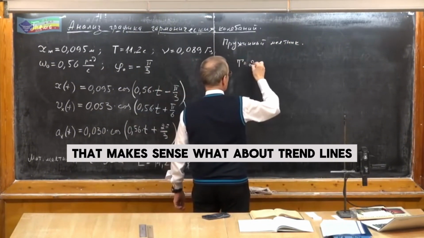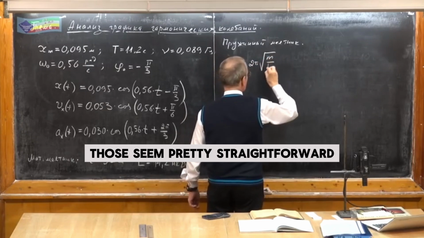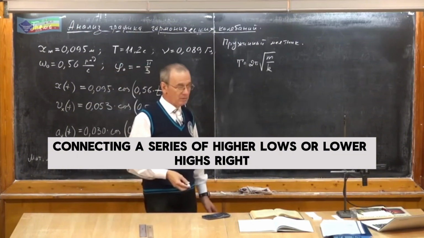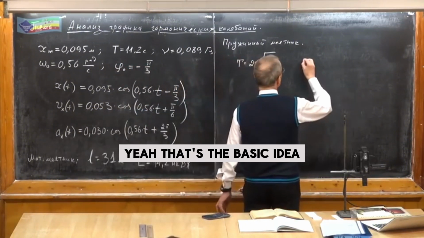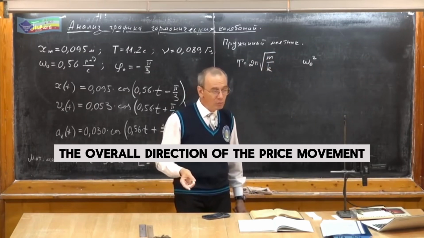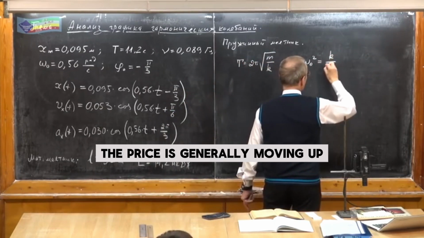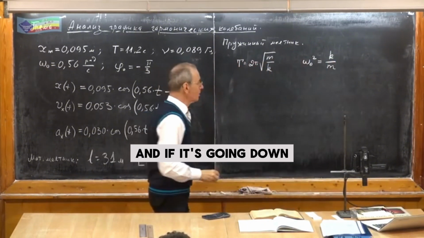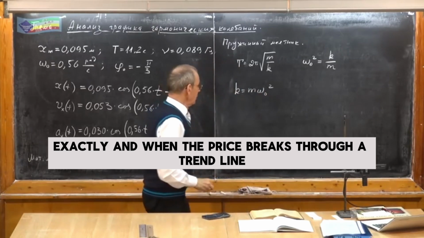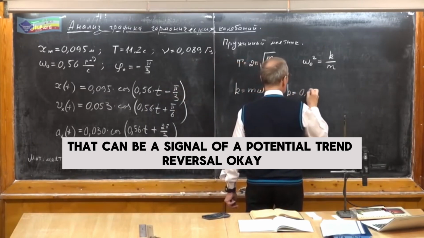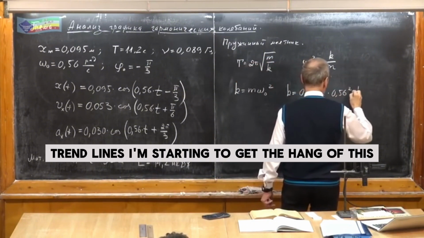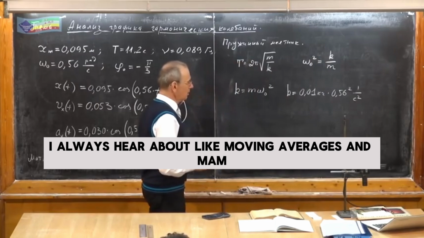Okay, that makes sense. What about trend lines? Those seem pretty straightforward. Do you just draw a line connecting a series of higher lows or lower highs? Right, that's the basic idea. Trend lines help you visualize the overall direction of the price movement. So if the trend line is going up, the price is generally moving up. And if it's going down, the price is generally moving down. Exactly. And when the price breaks through a trend line, that can be a signal of a potential trend reversal. Okay, so support, resistance, trend lines. I'm starting to get the hang of this. But what about all those fancy indicators I always hear about?